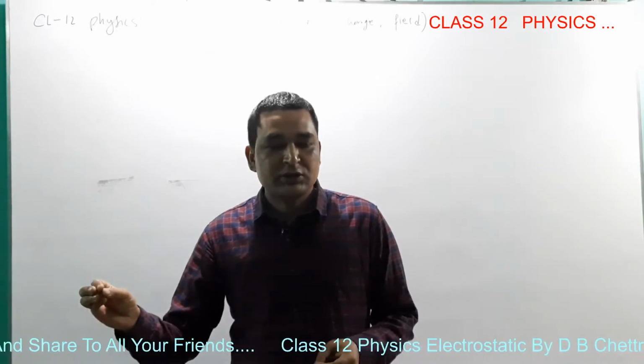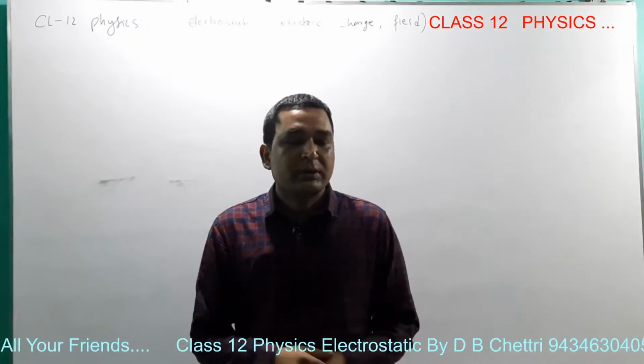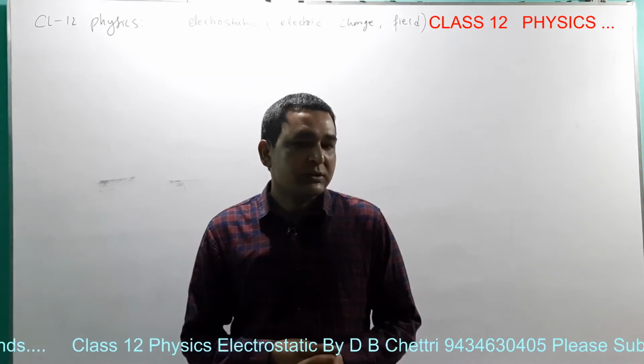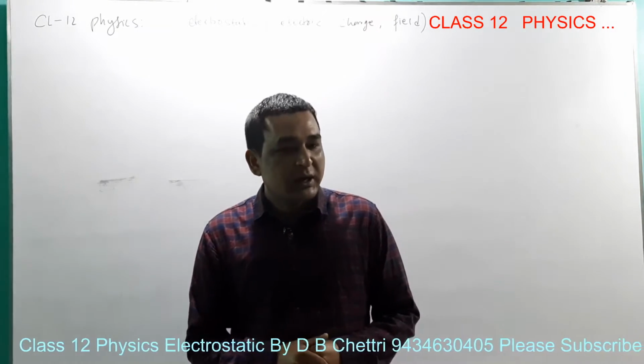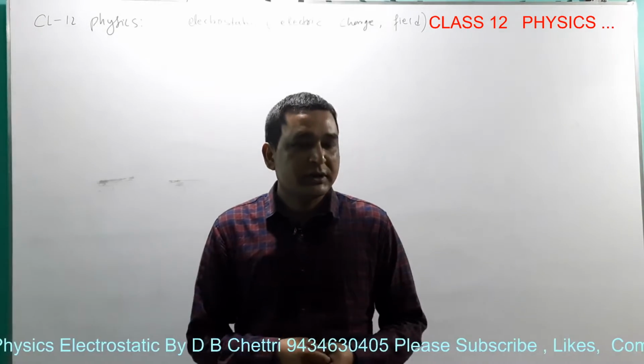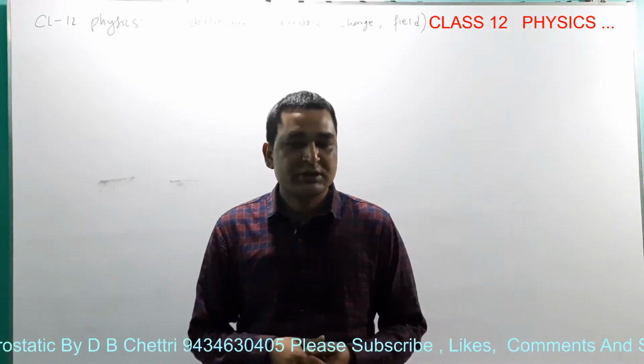If one charge is minus 2 and another charge is plus 5, and you want to add them, minus 2 plus 5, then the net charge is plus 3. That's why charge is additive in nature. We can do simple algebraic addition, and charge is a scalar quantity. The SI unit of charge is coulomb.